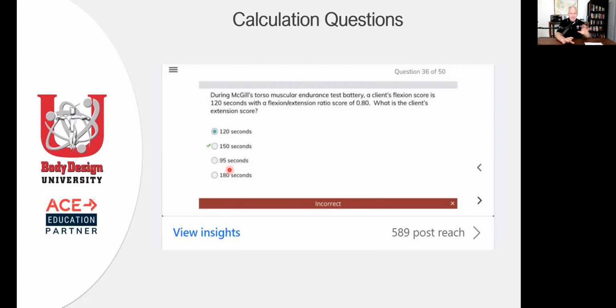Calculations, anytime you see a calculation, forget the fact that it's the McGill's torso. Don't worry about that. The fact is you have 120 seconds, flexion, don't know extension. You're just calculating X, right? And that equals 0.8. I know it'd be nicer to have a piece of paper, well, you don't get that in the ACE exam. You have to kind of do it in your head and you take a guesstimate, probably 150, okay? So that's that part of it. Now, let me go ahead and move on.